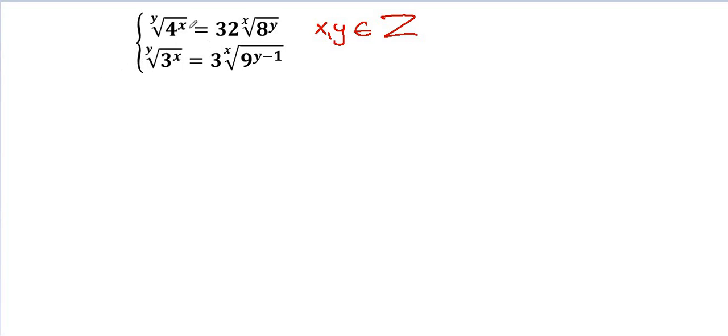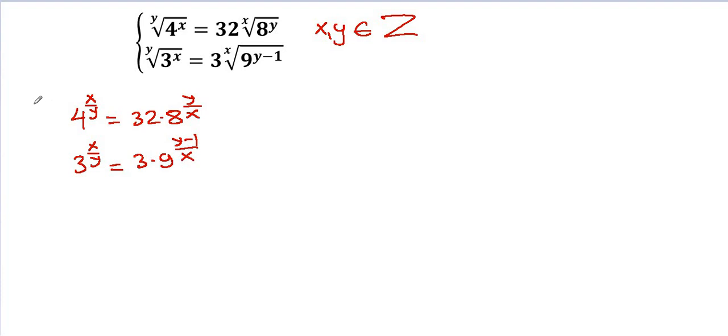So let's start. Let me first rearrange the first equation as 4 to the power of x over y is equal to 32 times 8 to the power of y over x. From the second equation I'll get 3 to the power of x over y is equal to 3 times 9 to the power of y minus 1 divided by x.